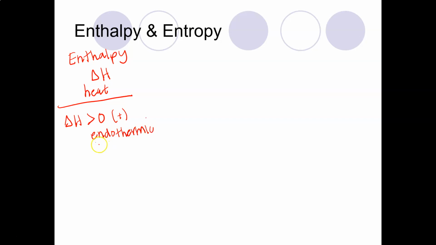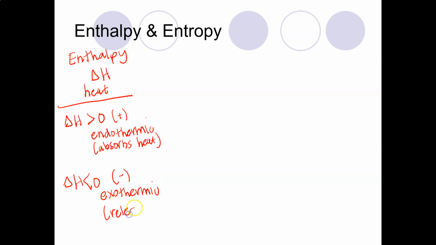That means it absorbs heat. Now, if I have a scenario where the delta H is less than 0, that means the number will be negative. That word is exothermic. And that means it releases heat. Okay.